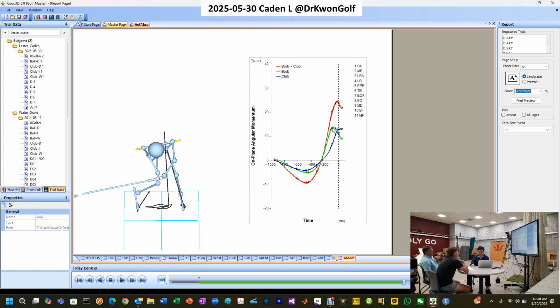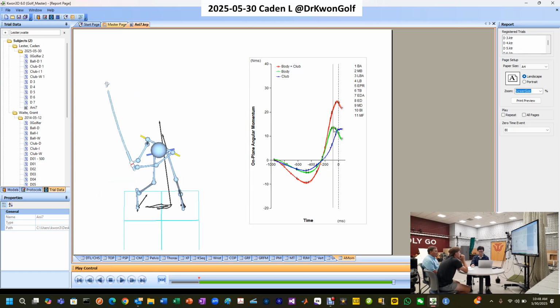this green line is the body angular momentum, and then blue is the club angular momentum. So when the body reaches peak angular momentum here, and then the body has to lose a lot of angular momentum, then the club has to gain a lot of angular momentum here. But at impact, these are not showing that much difference here.